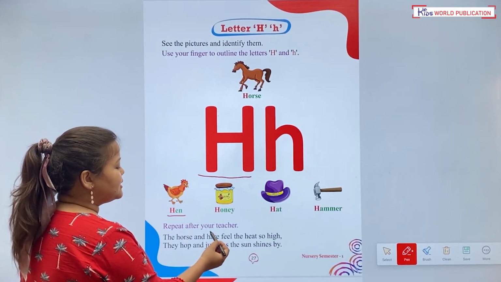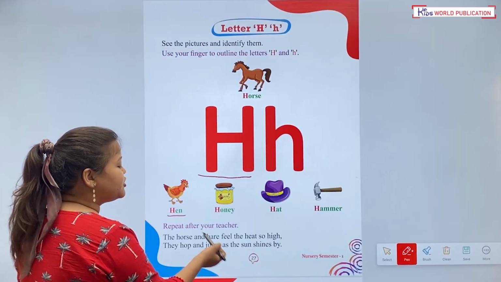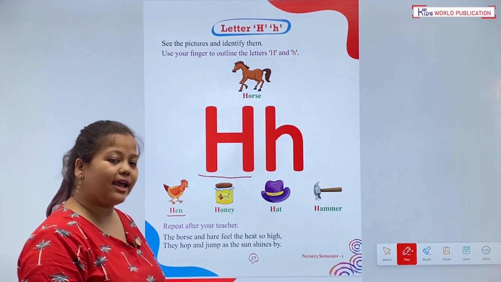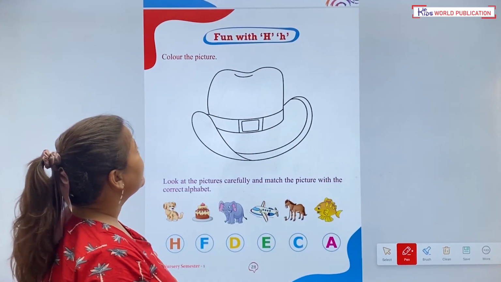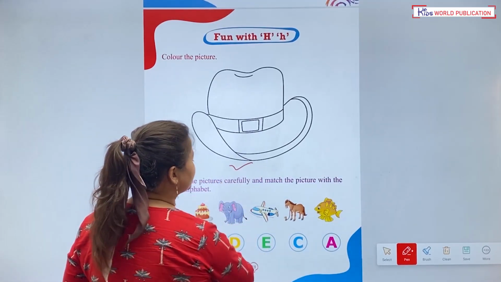The horse and hare feel the heat so high. They hop and jump as the sun shines by. Fun with H, her. Color the picture. So kids, you will color this picture.